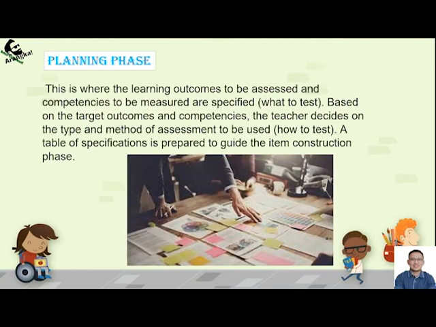We are going to start discussing the planning phase. This is where the learning outcomes to be assessed and competencies to be measured are specified based on the target outcomes and competencies. The teacher decides on the type and method of assessment to be used, or how to test. The table of specification is prepared to guide the item construction phase.